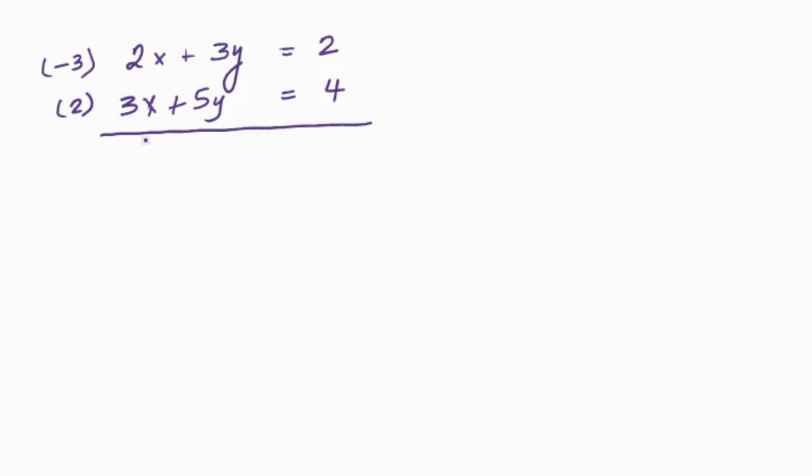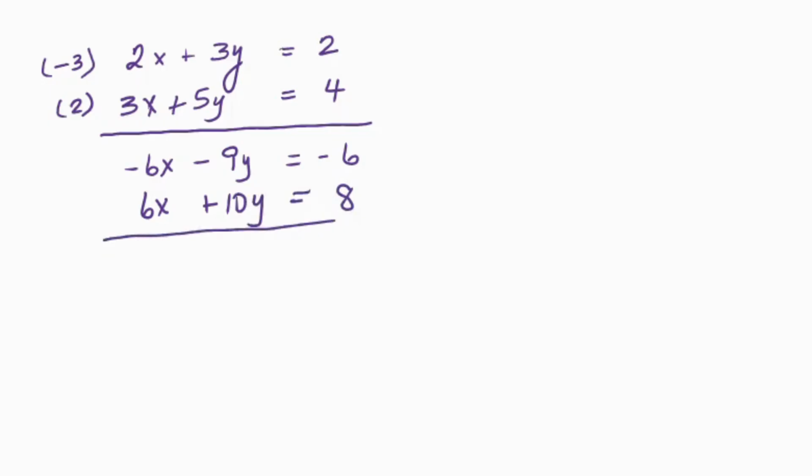So this is minus 6x minus 9y is equal to minus 6. And here I have 2 times 3x, so that's 6x. So that does the job. And 10y, 2 times 5y is 10y. And this is 2 times 4, which is 8.